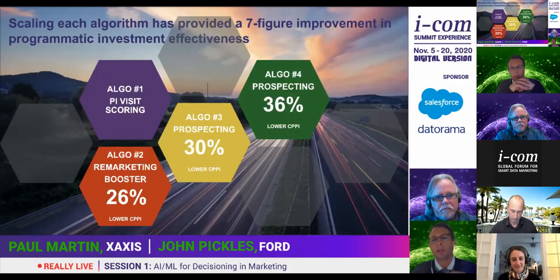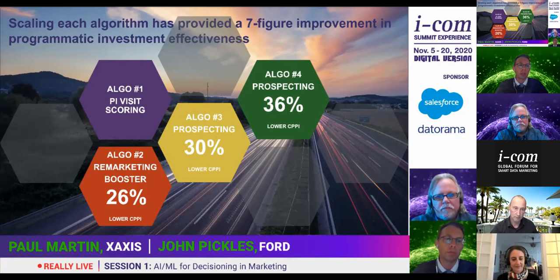When we look at the overall results that improve purchase intent, and how each algorithm is contributing to that, you can see here that on the cost per purchase intent metrics, we were able to improve remarketing by over 25%, improve prospecting by 30%, and improve prospecting advertising for those poor data contexts by 36%. And when you add all of those values up across all of those 20 markets and different car models, that was coming in at around a 7-figure improvement in programmatic effectiveness for Ford, basically.